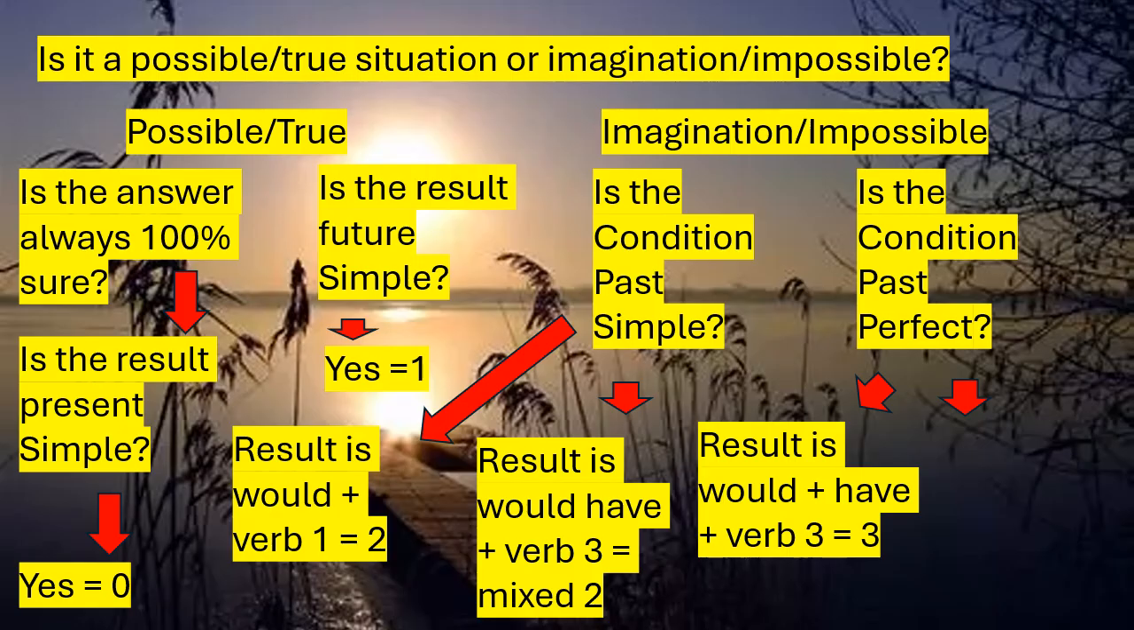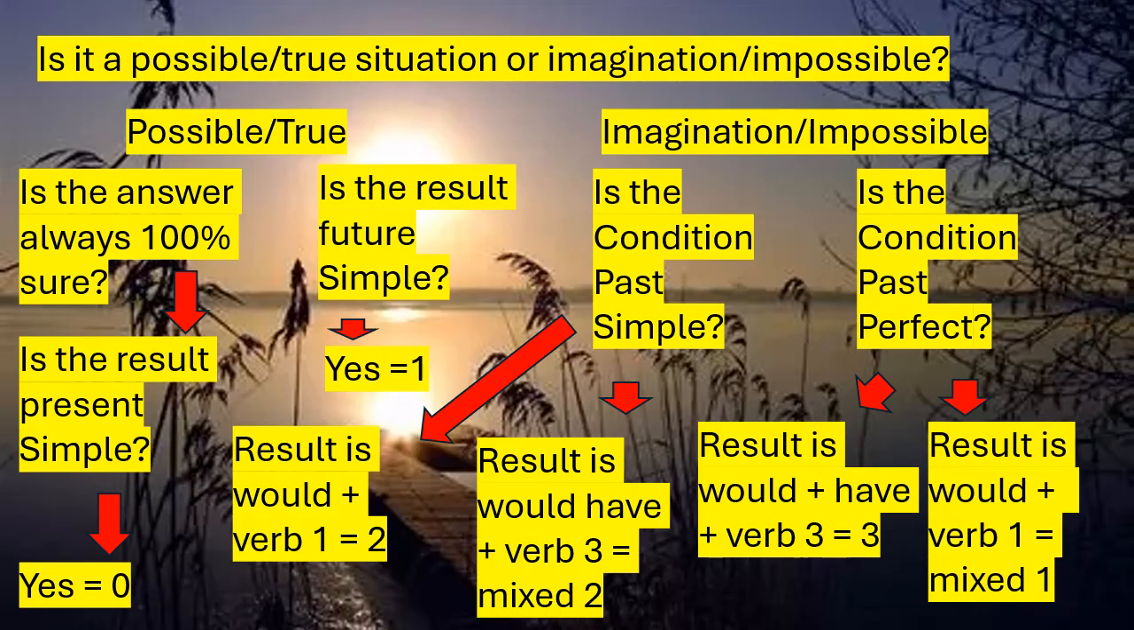And last one, so we've already said it's imagination or impossible. Also, the condition, the if part, is past perfect. Now we have to look and say, is the result would plus verb 1? If that is what it is, then we can say this is a mixed conditional type 1.